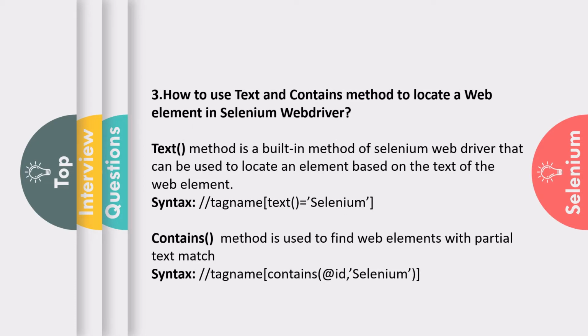The next question is how to use text and contains methods to locate a web element in Selenium WebDriver. With the text function, we can find the element with an exact text match. For example, if I want to click on the button Submit, then I can use the syntax //tagname[text()='Submit']. This way I can easily locate the submit button. There's another method called contains. This is used when the value of any attribute changes dynamically. The contains feature has the ability to find the element with just the partial text.